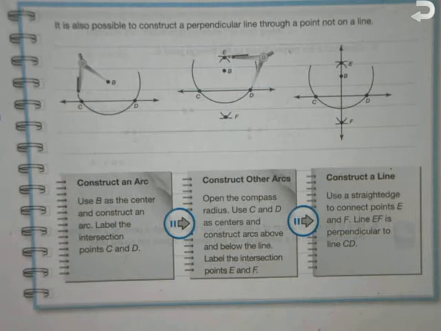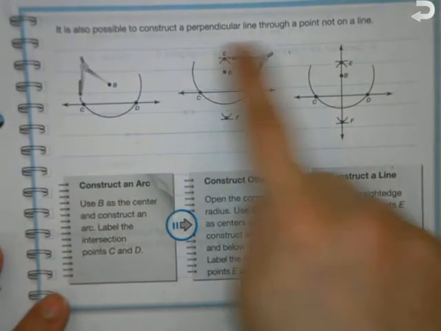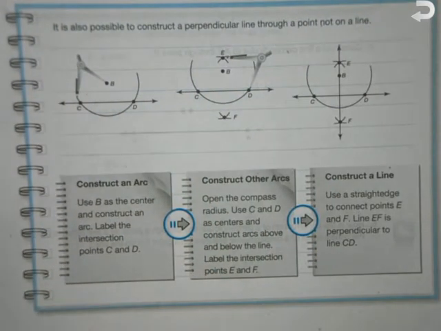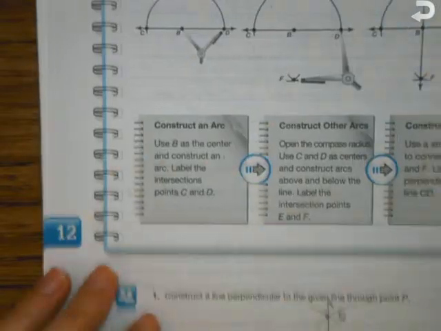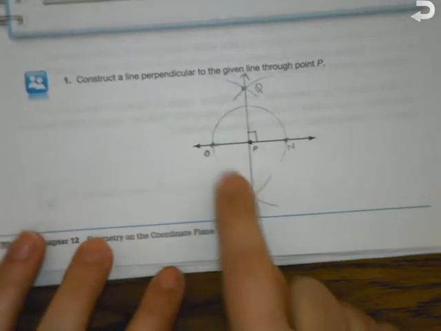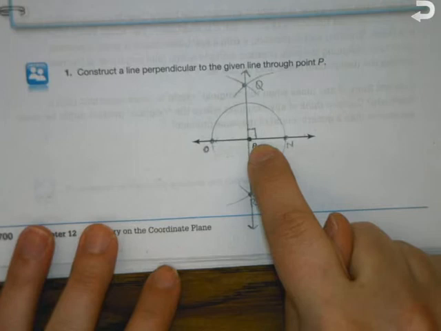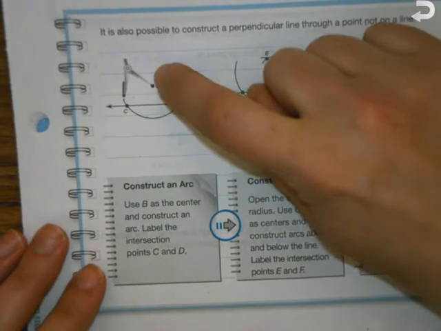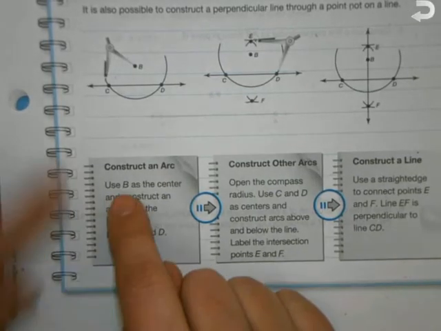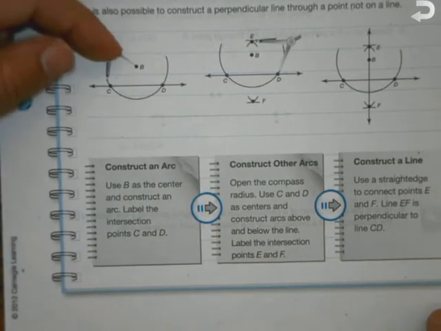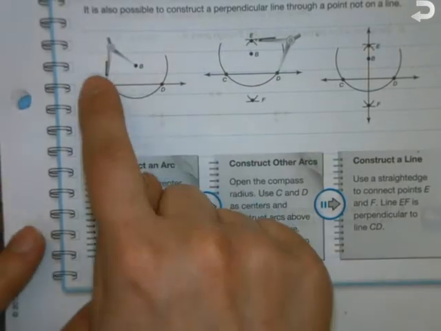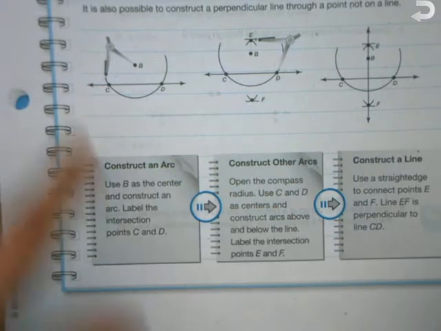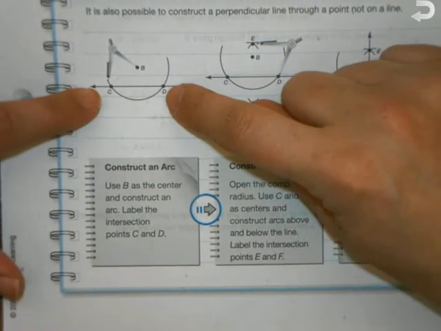So we're also going to look at constructing a perpendicular line through a point that is not on the line. If you guys notice, in the one we just did, they gave us a line and we just had to construct a perpendicular line through that point that was already on the line. Now they're going to give us a line and a point off the line, and we're going to construct a perpendicular through that point. So on our line, we're going to use B as a center, and we're going to construct an arc that goes through the line that's given, and we're going to label those intersection points. Okay?